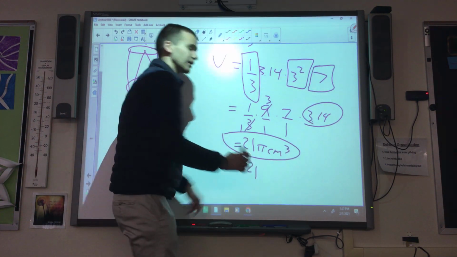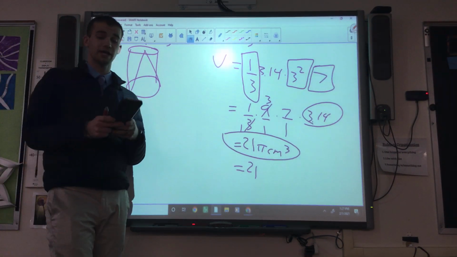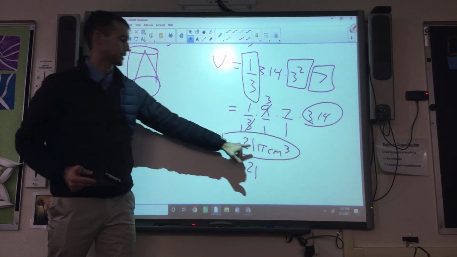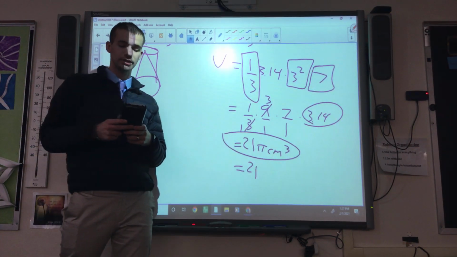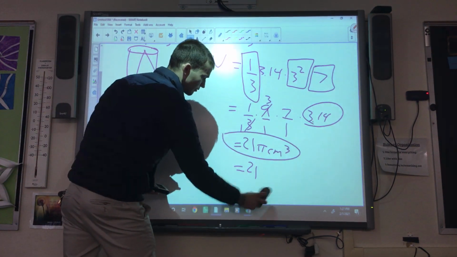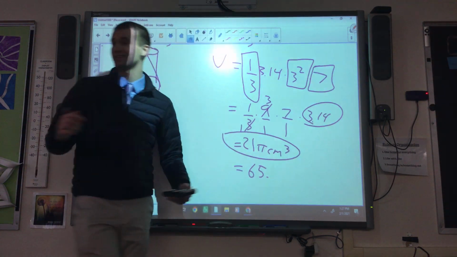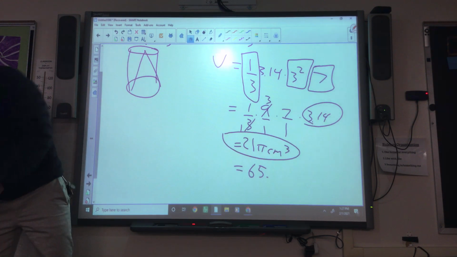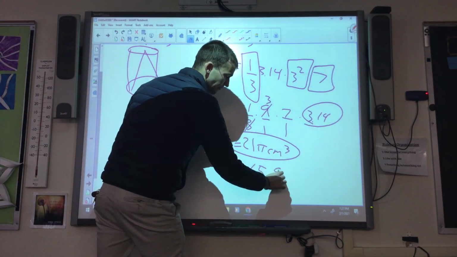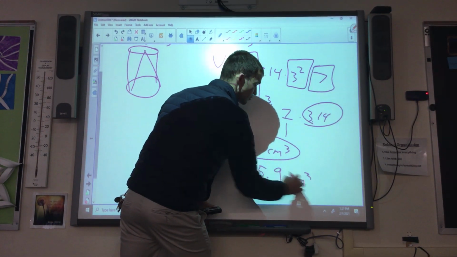And then here is when I'm okay with you using the calculator, and this should be the only step. I should see all the work for the rest of the stuff in your steps except for this. If you want to do 21 times 3.14 in your calculator, go for it. It says 65, oh, I just wrote out 21 again. 65 point, and it says round to the nearest tenth. It is always going to say to round to the nearest tenth. So 65.94 is what your calculator says. You just round to 65.9 centimeters cubed.